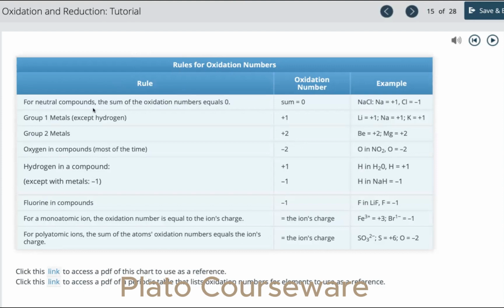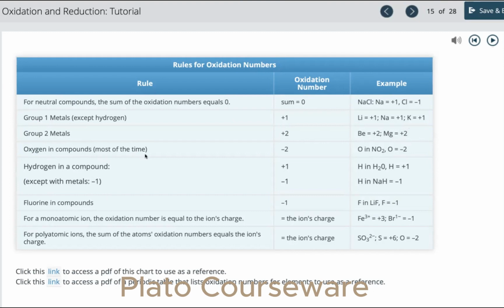For neutral compounds, the sum of the oxidation numbers equals 0. Neutral, 0. So NaCl, the Na is positive 1 charge, Cl is negative 1 charge. Together, they are neutral, sum equals 0. Okay, group 1 metals except hydrogen, +1. Lithium +1, sodium +1, potassium +1. Group 2 metals plus 2. Be plus 2, Mg plus 2.